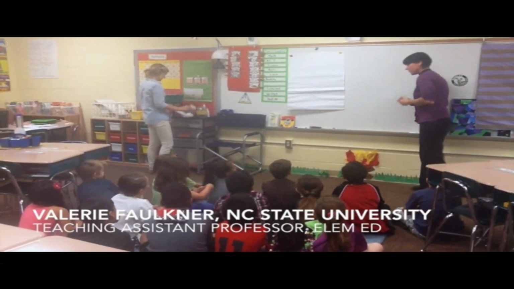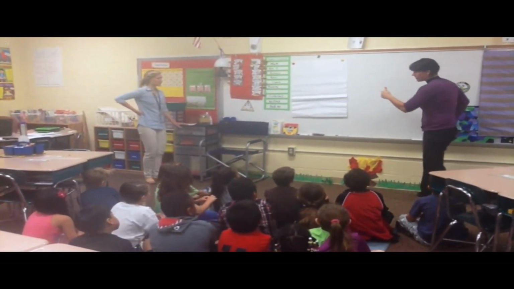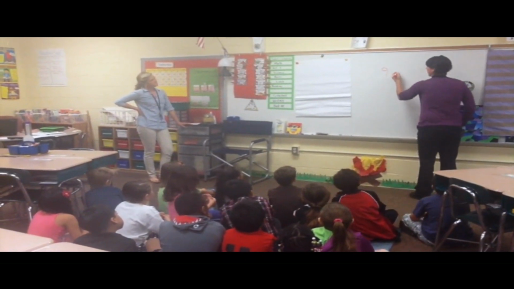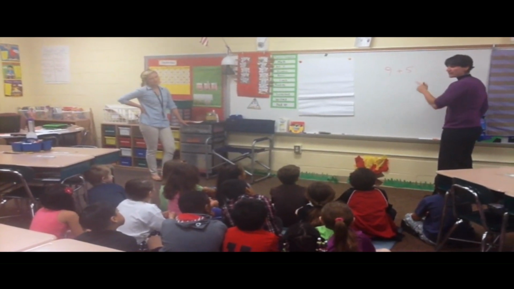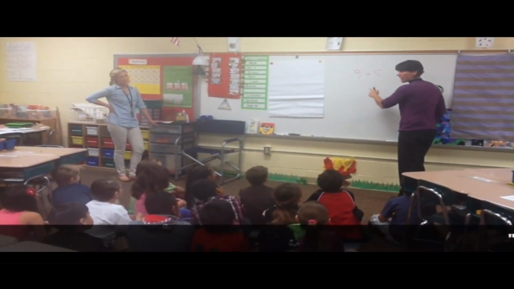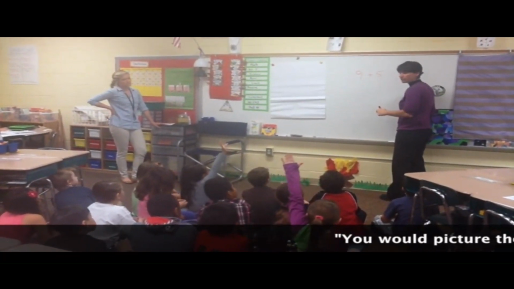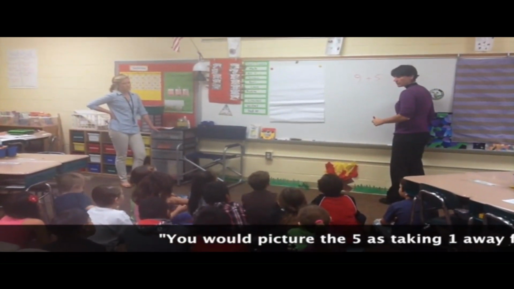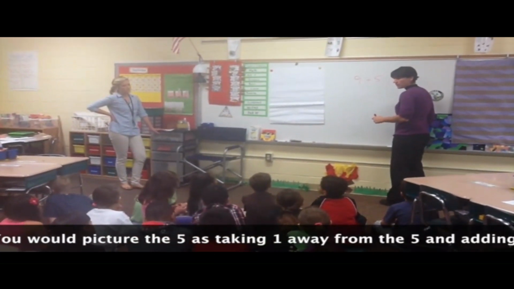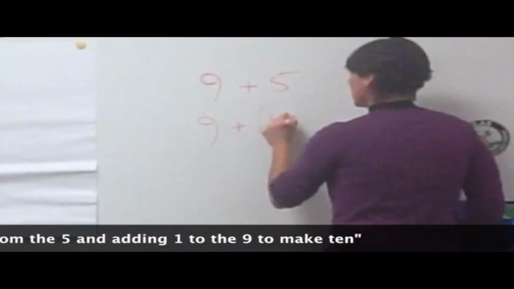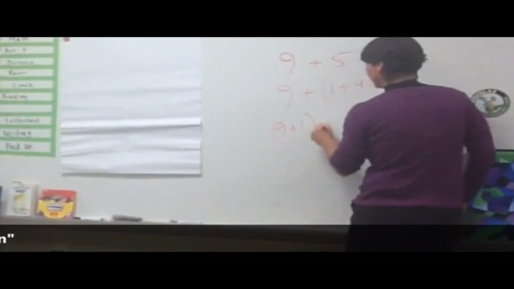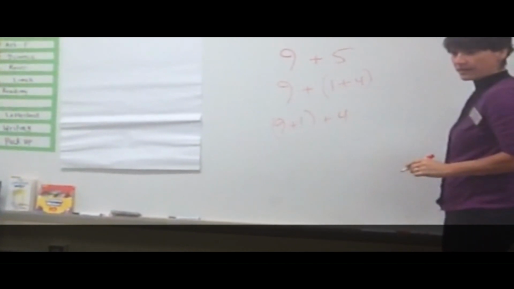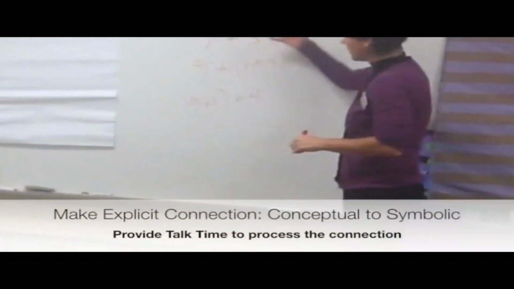What if Miss Norris would have just written this on the board instead of using the dots? What if she would have given you something like this? 9 plus 5. Could you do that the same way you did the dots? Yes. Can you picture 9 in your mind? How would you break apart the 5? You'd picture the 5 as taking 1 away from the 5 and adding 1 to the 9. So, make 10. Nice. And then you'd say, oh, well, I'm going to put that 1 over there. You see that? So you can do it with the dots, but you can also do it like this?